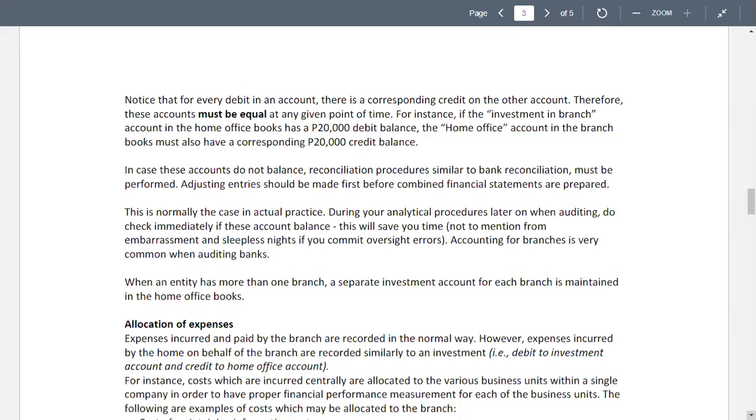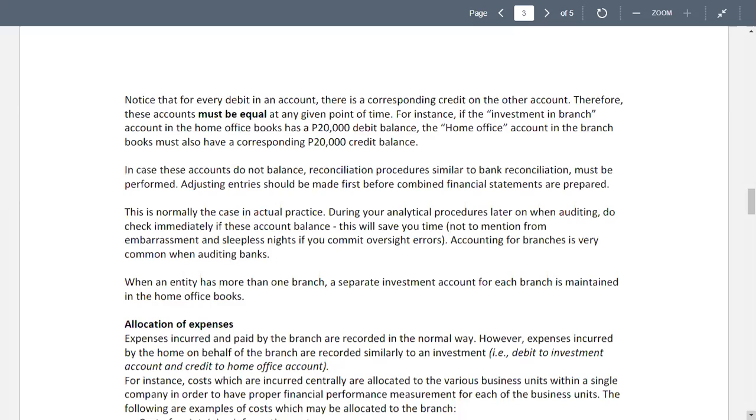In case these accounts do not balance, reconciliation procedures similar to bank reconciliation must be performed. Adjusting entries should be made first before combined financial statements are prepared. This is normally the case in actual practice during your analytical procedures later on when auditing.